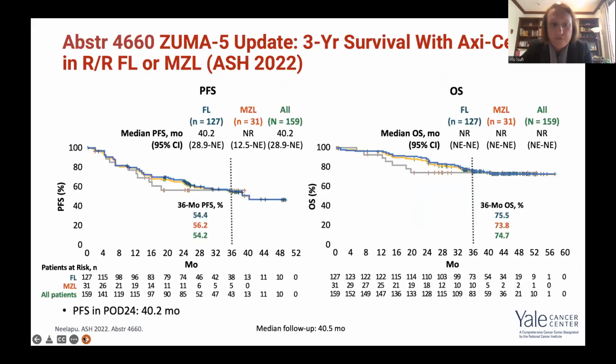And progression-free survival is very good, and overall survival is very good for these patients with relatively long-term follow-up. Because in the 3rd-line setting, typically what we would expect from a third-line therapy is a shorter duration of response, typically less than 2 years and sometimes less than 1 year, depending on the product used. But here you can see that the median PFS for follicular lymphoma was 40 months and was not reached for marginal zone lymphoma.